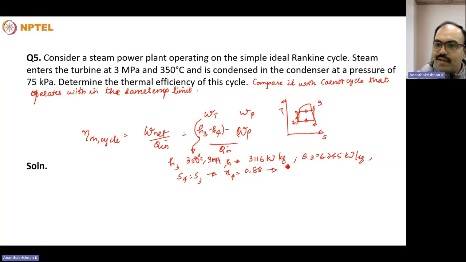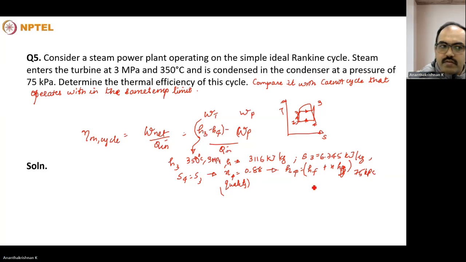It will become boring. X4, the dryness fraction, the quality of the steam at the exit, will be equal to 0.88, and using that we can calculate H4 as Hf plus x Hfg at the lower pressure, that is 75 kilopascal. So that will be equal to 2389 kilojoule per kilogram.